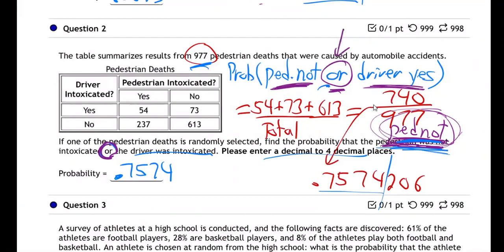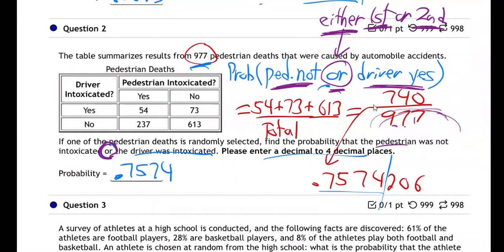When you read an or, you think either the first or the second, right? That's what or means. Or means you can either meet the first condition or you can meet the second condition. We all know that's what or means, okay? So let's just handle the conditions one at a time. Pedestrian not. So pedestrian no, that means you know these two are in right away. Yes, yes, because they're both pedestrian no cases. You could just circle them right away. In both those groups, the pedestrian was not intoxicated.